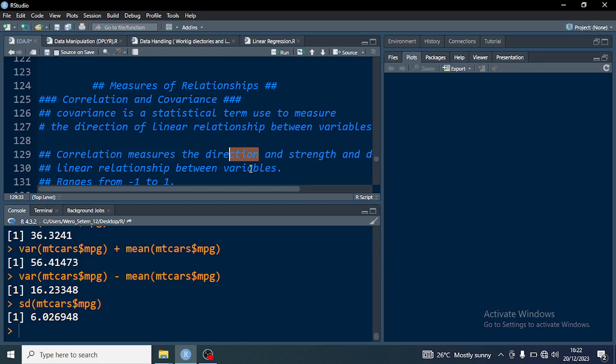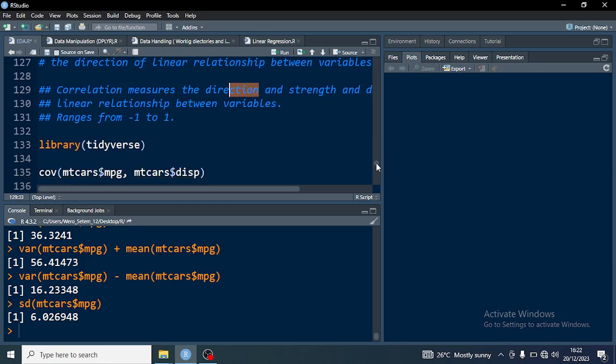So while covariance measures only the direction of the linear relationship between variables, correlation measures the direction and the strength of the linear relationship between variables. So correlation actually is a function of covariance. Correlation ranges from -1 to +1, and correlation can be easily interpreted because it has no units, whereas covariance has units. So you use cov for covariance in R.